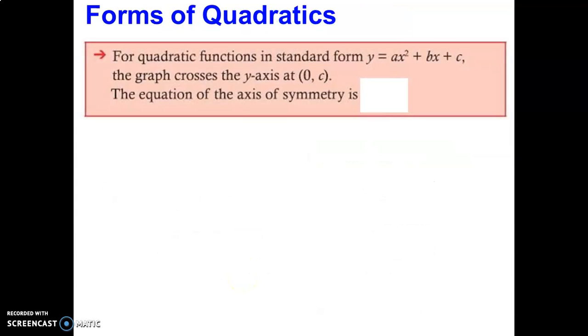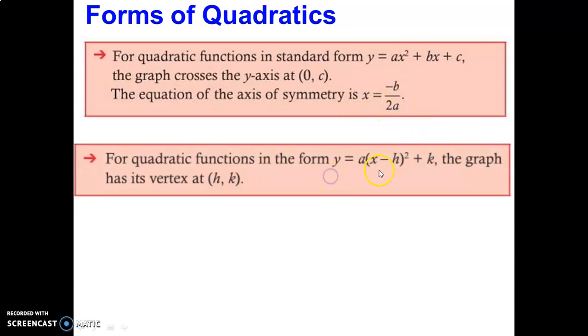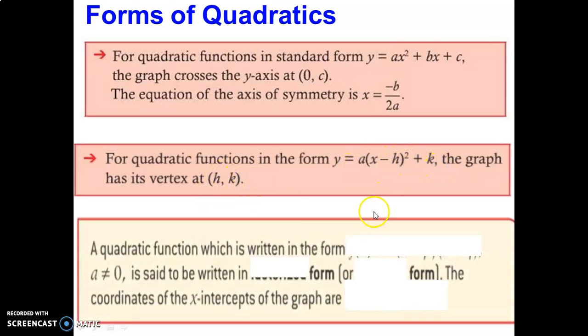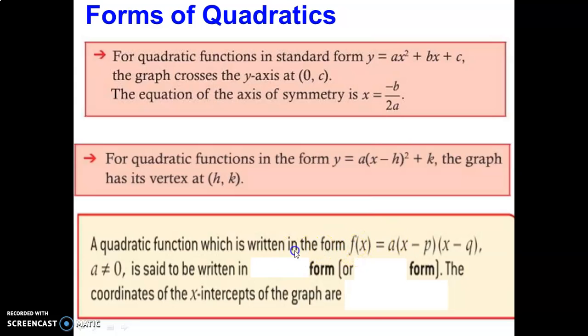All right, so we've looked at a lot of things. Let's summarize it. There are three forms of quadratics. One is called standard form, where we can get the y-intercept from here, and we can get the vertex or axis of symmetry using this little formula. Another form is vertex form, where the vertex is at h and k. And the third form is intercept form, looks like this. That can also be called factorized form, and those values there, p and q, are our x-intercepts.